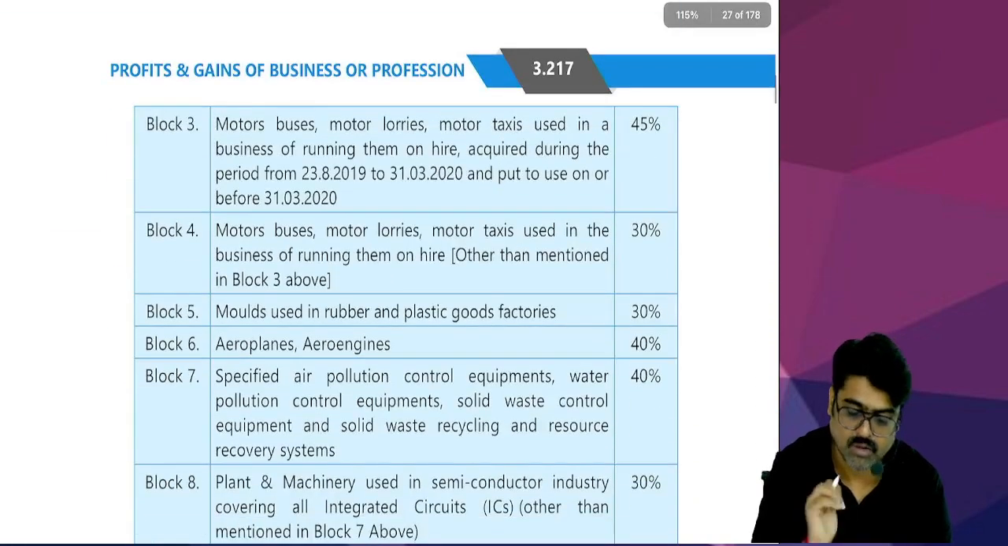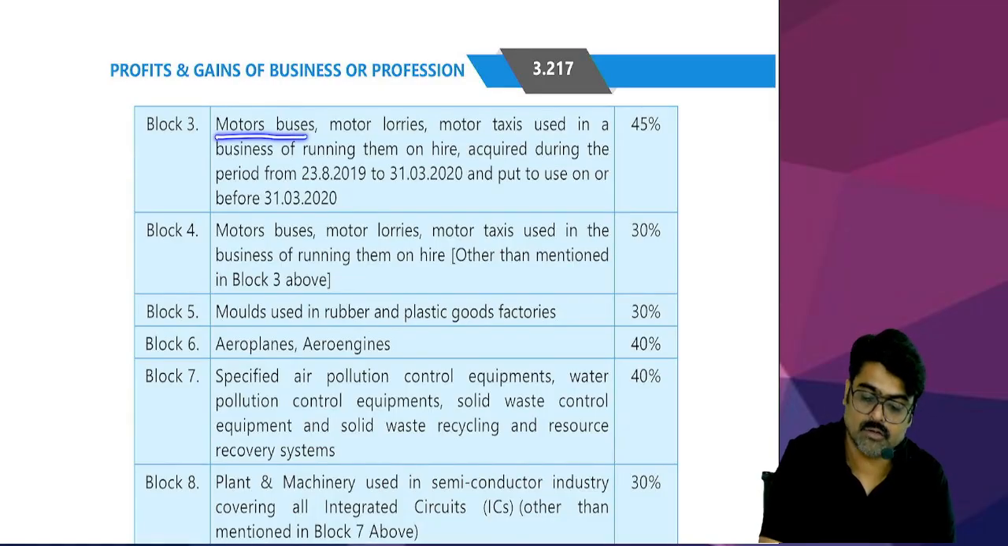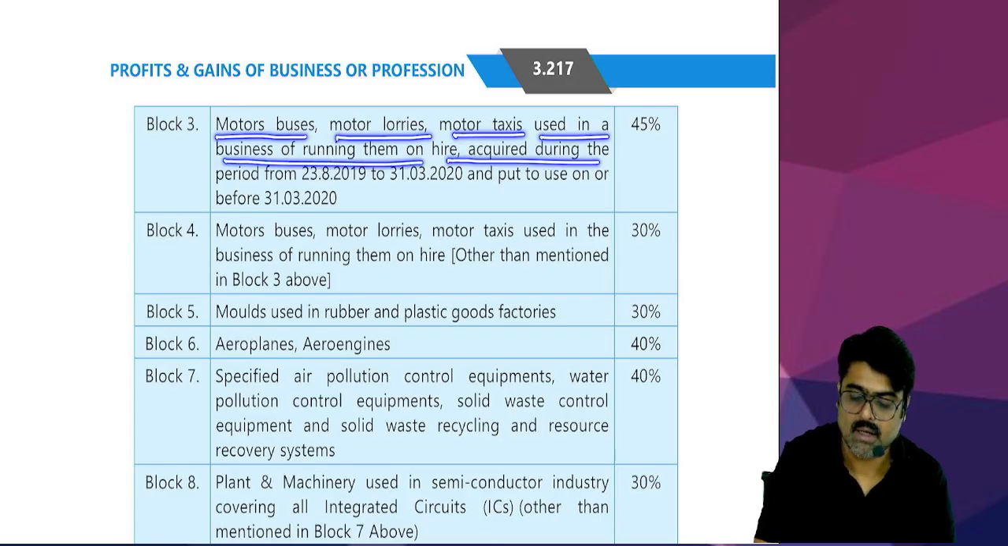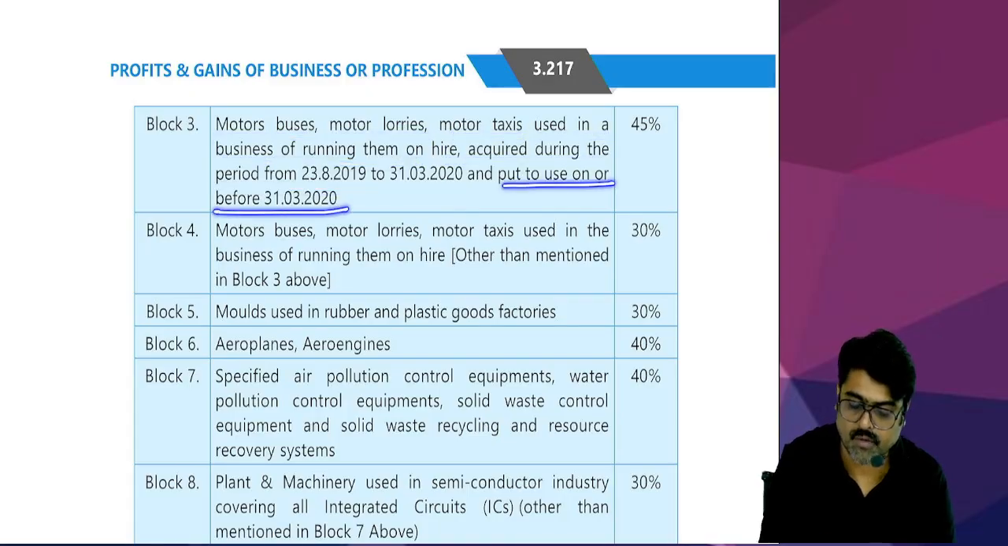Now, come to block 3. This block 3 covers motor buses, motor lorries, motor taxis, used in a business of running them on hire, acquired during the period, this, and put to use on or before this date.